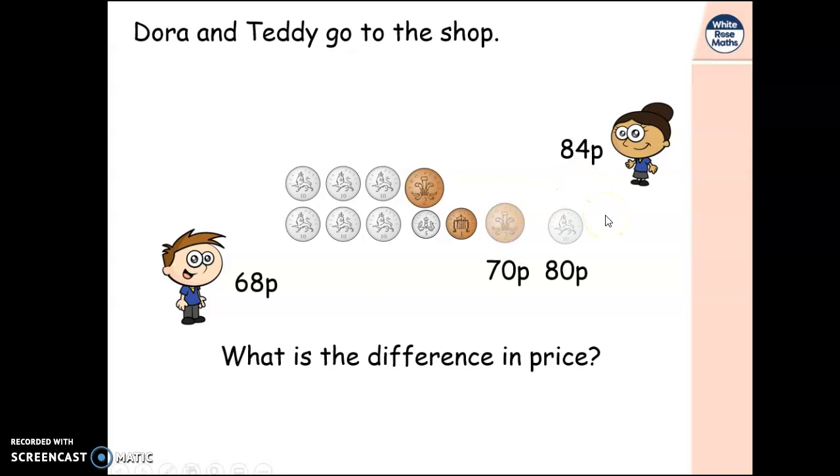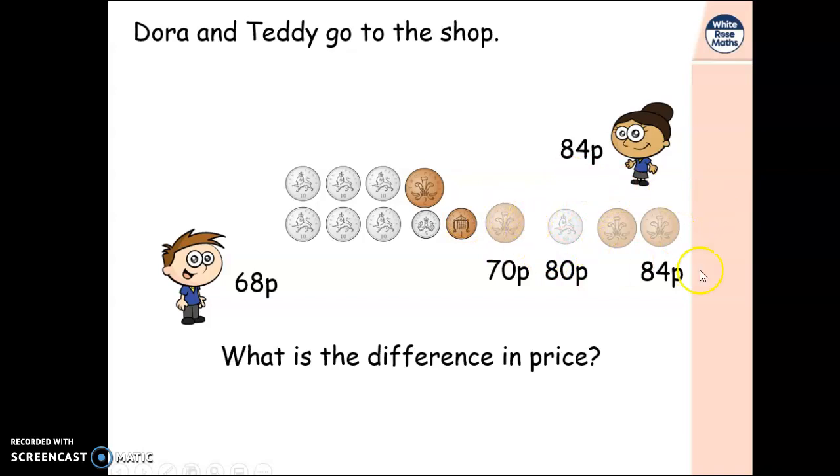Now we can add a 10p, because there are 8 tens there, 7 tens, let's add a 10, 80. So we've got to 80p. Now we need to get 4 more pennies. So you could either add 2 pennies, because we've got 1, 2, 3, 4, or you could add 4 1 pennies.